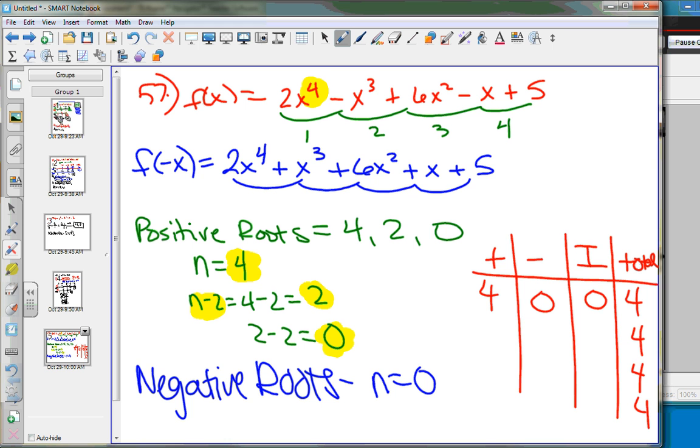What if I have 2 positive roots? You need a negative and imaginary. Then I have 0 negative still. Because why is it 0 still? Because it has to be. And then how many are left to be imaginary? 2. If I have 0 positive and 0 negative, how many are left to be imaginary? 4. Do we understand this?